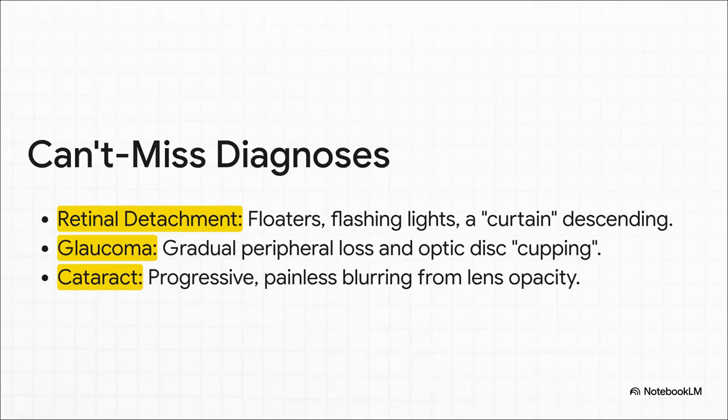Now for 3 diagnoses you absolutely cannot miss, where the patient's story is everything. For a retinal detachment, you'll hear about floaters and flashing lights. The curtain falling over their vision, that's the shadow of the detached retina itself. For glaucoma, the increased pressure slowly kills the optic nerve fibers from the outside in, which causes that sneaky, gradual loss of peripheral vision. And a cataract, well, that's just a clouding of the lens. It's like the patient is trying to look through a foggy window all the time.